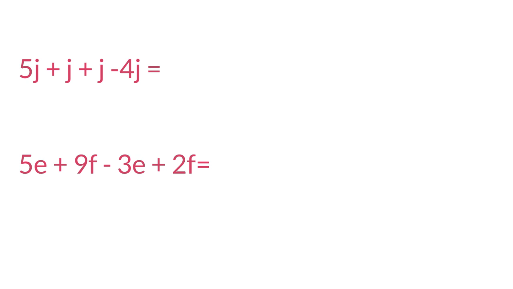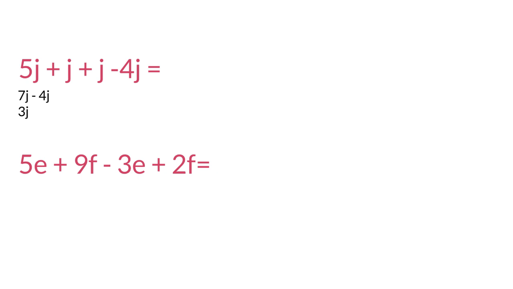Okay, presumably you've come back, and so now what I'm going to do is solve this one. It's 5j plus j minus 4j. Let's do it in a couple steps. 5j plus 1j is like 5 plus 2j, so it's 7j minus 4j, and 7 minus 4 is 3, so it's 3j. Hopefully that's what you came up with there.